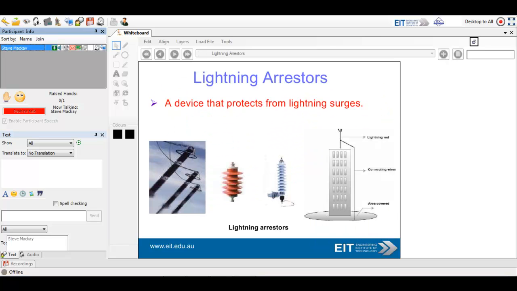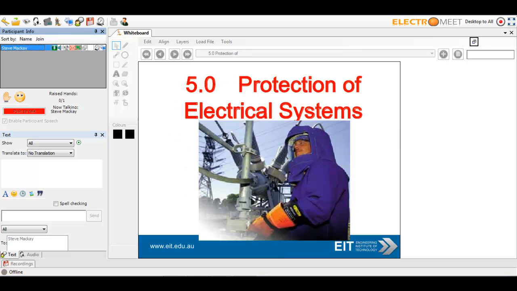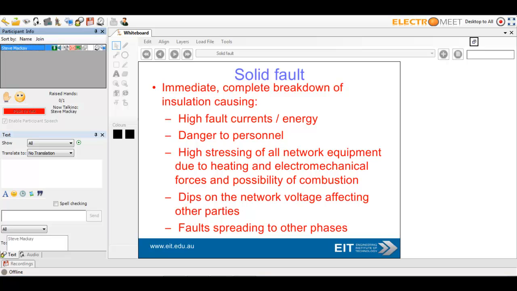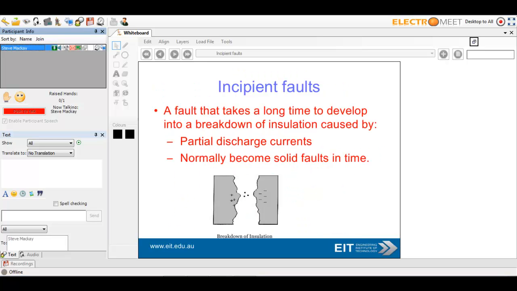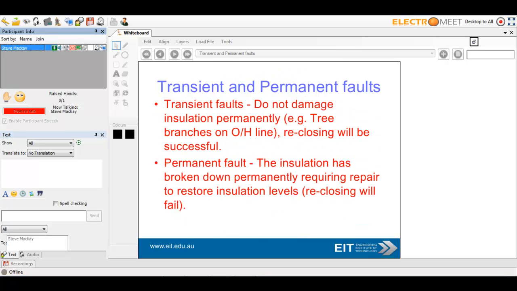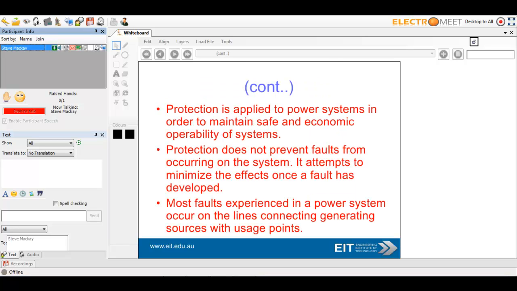And this leads us on to the next topic, which, besides lightning arresters, is protection of your electrical systems. Just to briefly talk about protection, you can have a solid fault or an incipient fault. The idea is that transient faults do not damage insulation permanently. It's quick, and a permanent fault is something more long term. So the paper-based insulation of your cable, from 50 or 80 years ago, has destroyed itself, so you've got a permanent fault condition, which could be expensive.